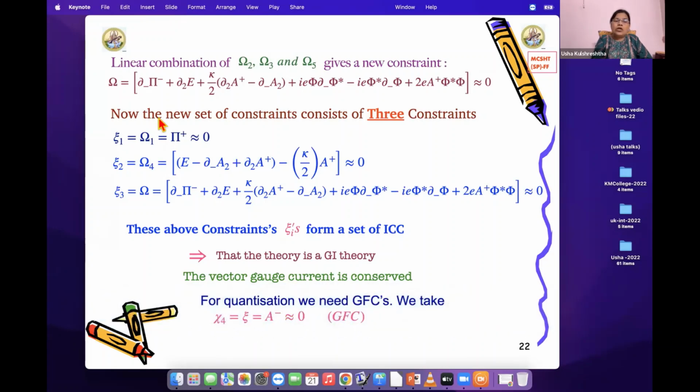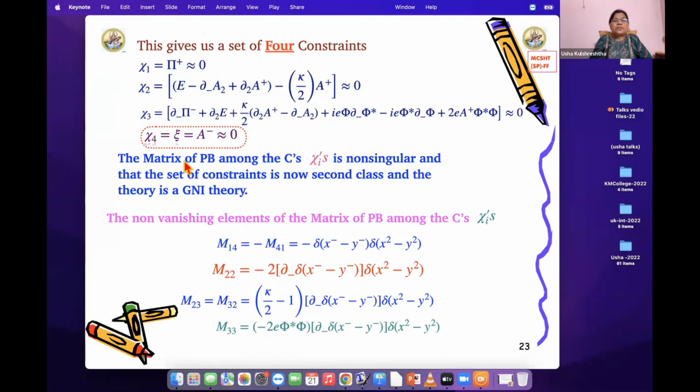And now in order to quantize this theory using Dirac's procedure, one has to convert these first class constraints of the theory into second class constraints. So for this, we need some extra conditions. So here I have used one extra condition, which is called the gauge fixing condition. So here A minus equal to 0 represents the light cone time axial gauge.